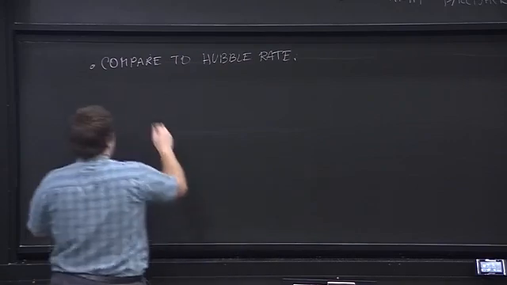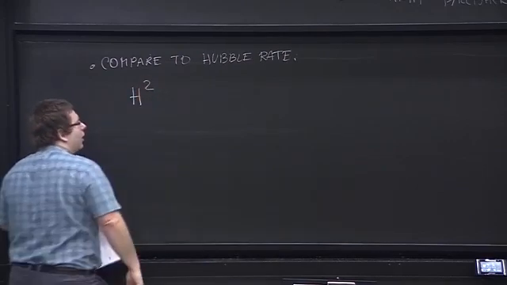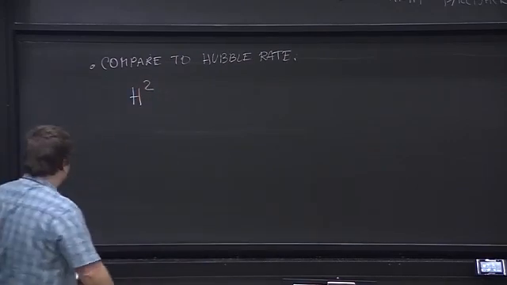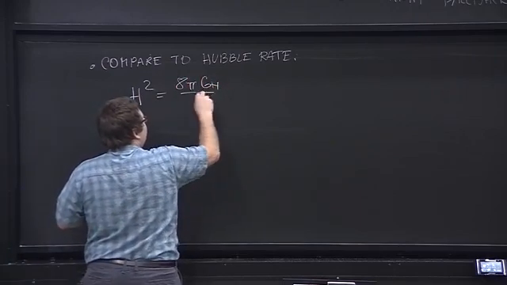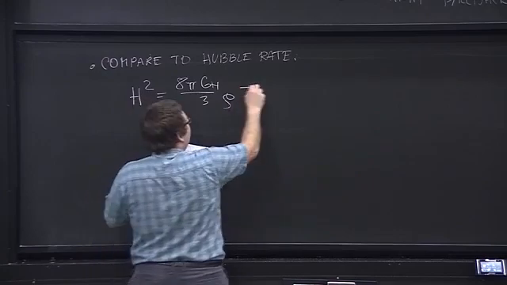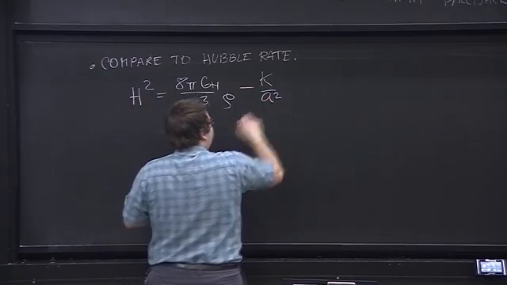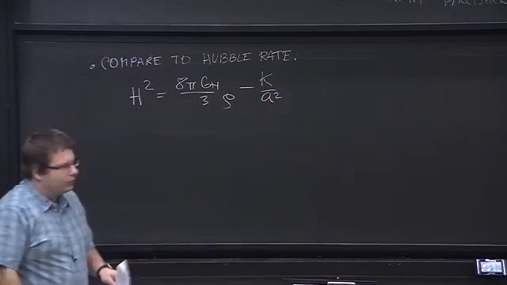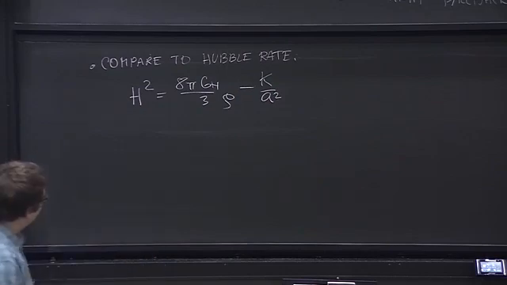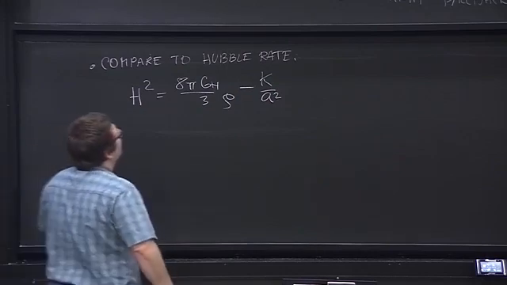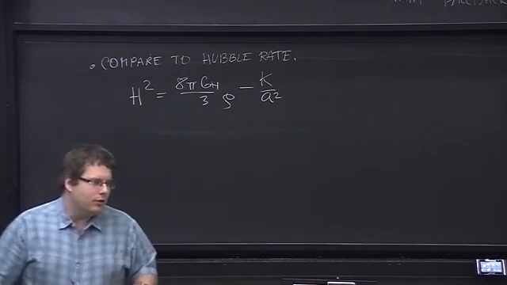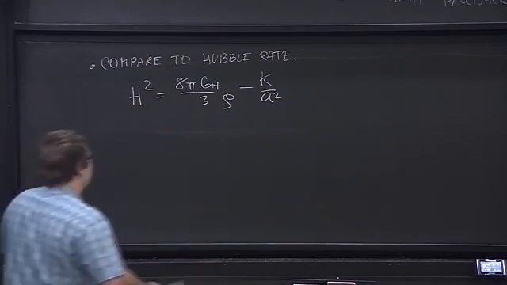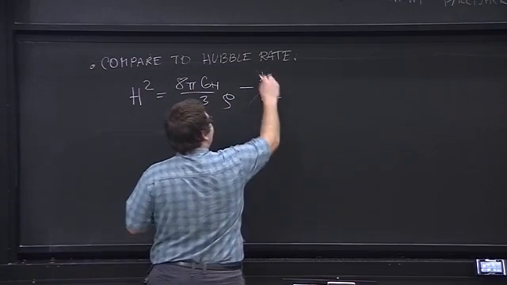So you have your Friedmann equation. H squared is 8 pi G Newton over 3 rho minus k over a squared. Okay, so that's your Friedmann equation. So now we are in the radiation-dominated era, so the curvature doesn't really contribute, so I can forget about this term.